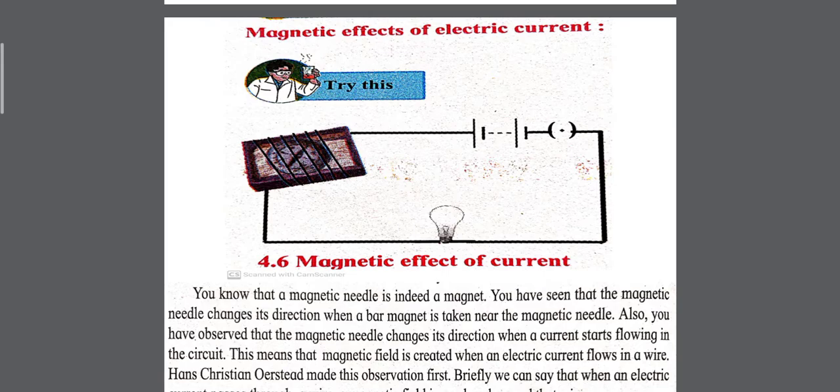Now move on to the magnetic effect of electric current. There is figure 4.6, magnetic effect of electric current. There is one activity. You have to take the inside tray of a used up matchbox, the empty tray of the used matchbox, and then place a small magnetic needle inside this tray.